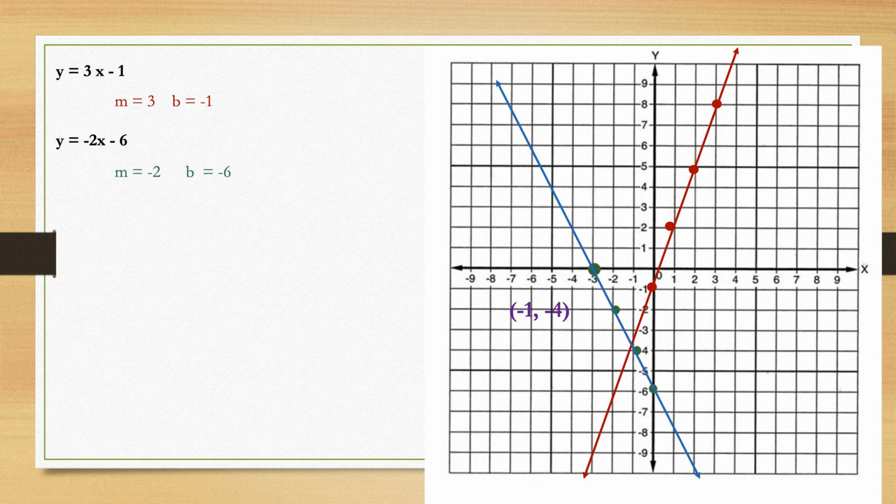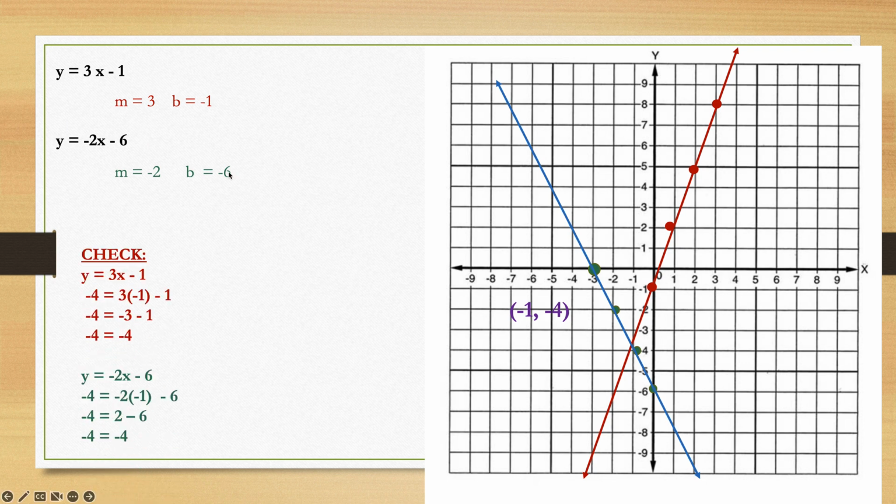Now, occasionally they ask you to check your solutions in one of these simultaneous graphs. In the red line, I plug in the points -1, -4, and I see that it checks, and in the green line also. For me, it's important to check something like this because the red line and the green line are just slightly off, and it makes it look like it's not going through exactly the point -1, -4, so I had to check it.